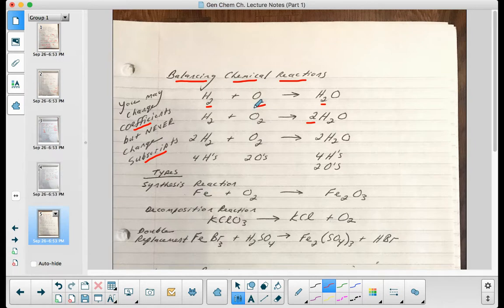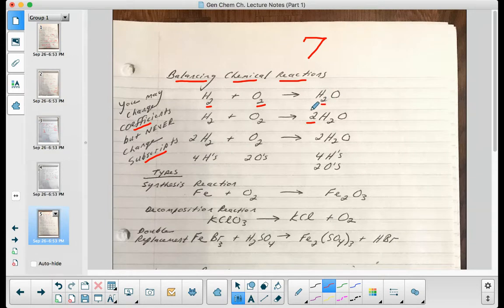So remember, there were 7 elements that were always diatomic, and we talked about them a couple chapters ago, and they form a 7 on the periodic table. So go back and make sure you can remember which ones they are. So this is going to form water, H2O. We all know water's H2O.